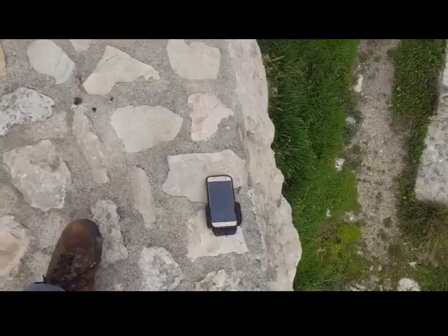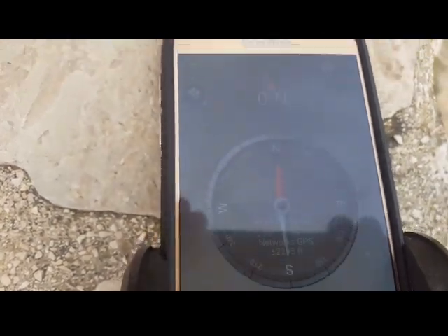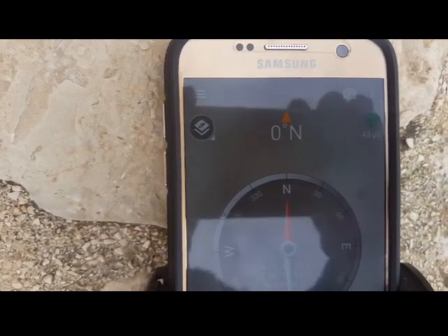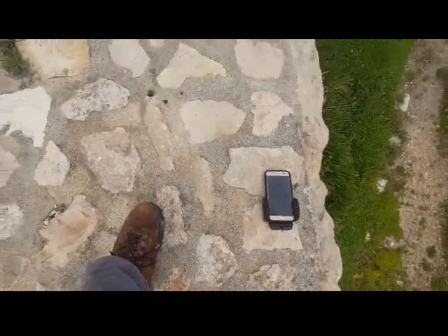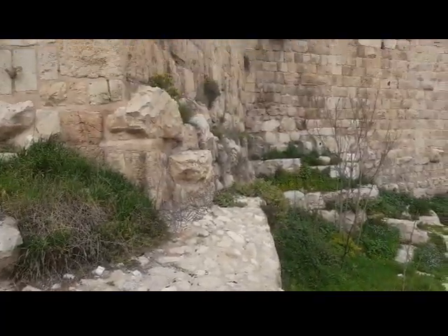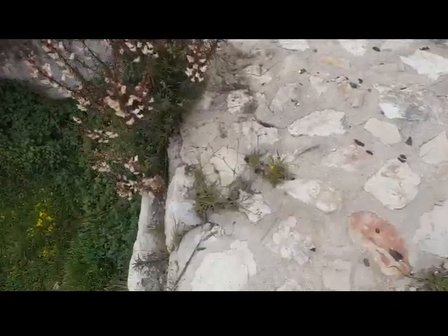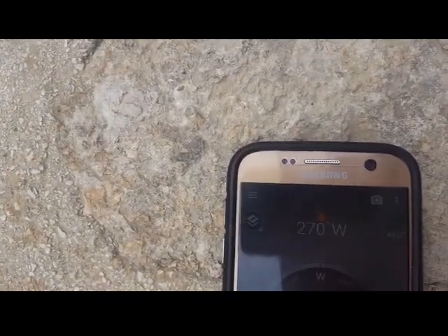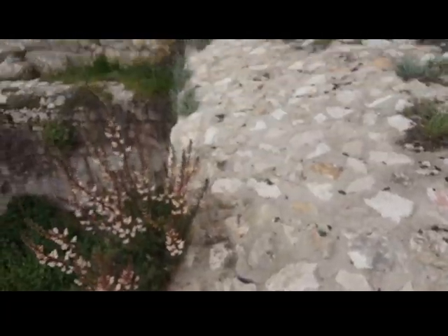All right, and here is our north reading. You can see as it's aligned with the wall, it is showing perfect north reading. See that? 0 to 360 degrees, perfect north. And again, very significant, because the temple would have been aligned in such a manner. And as we point to the west, again, we have a perfect reading, 270 degrees to the west.